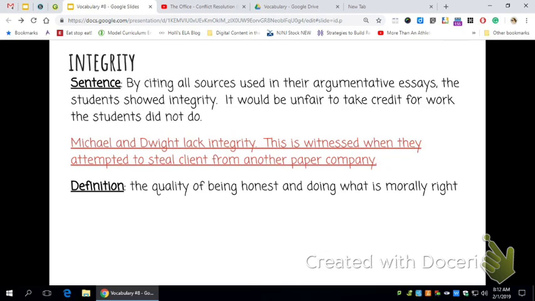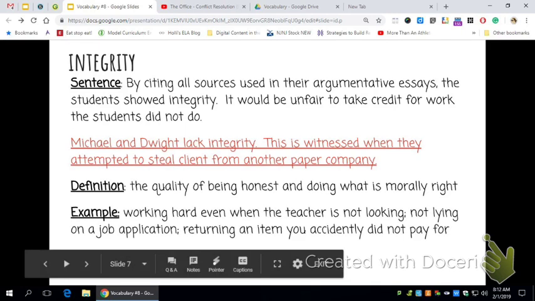They went to the family paper company, and they pretended they wanted to buy paper, but what they really did is, on the board they had a list of all their customers. So Michael took a picture of the list of the customers, and they were going to try to steal those customers. Turn the light on. So they totally lack integrity.